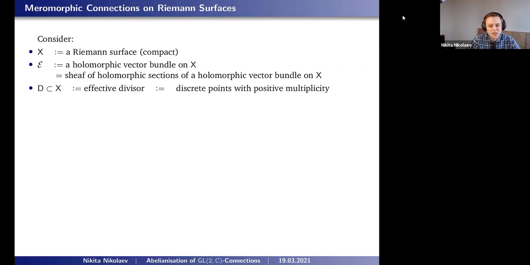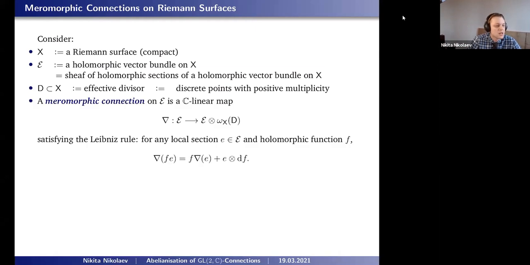And so basically, I'll be considering meromorphic connections, so they're singular objects. These points D are exactly where I'll allow my connections to develop singularities, and the multiplicity will be exactly how bad I allow my singularities to be.